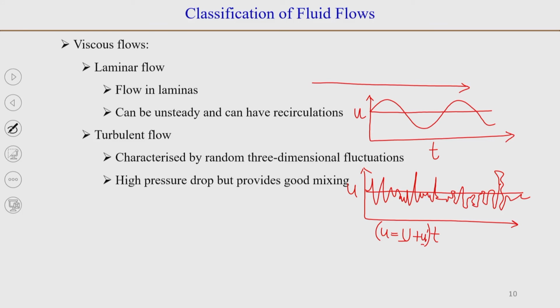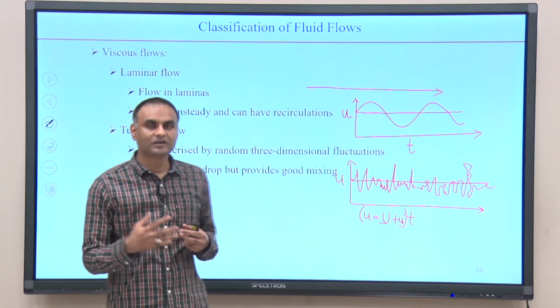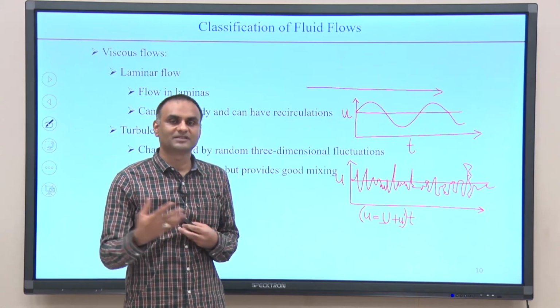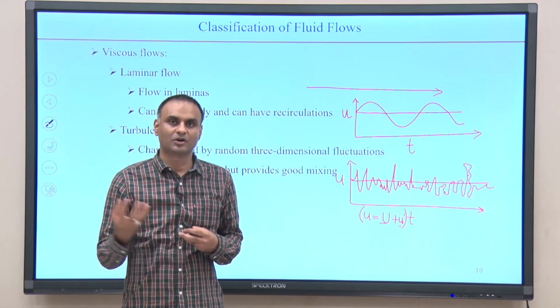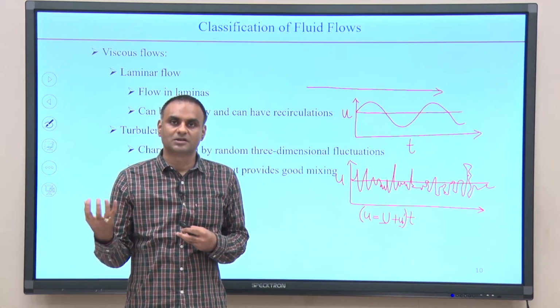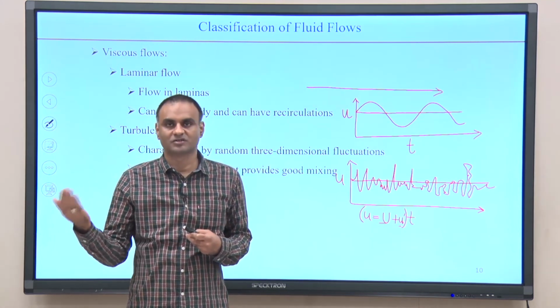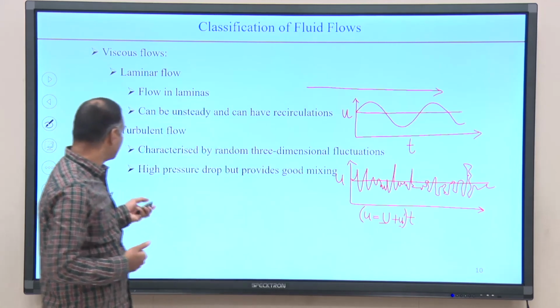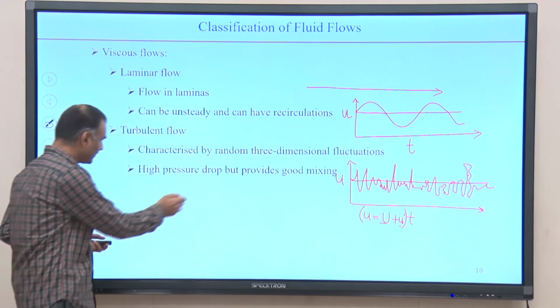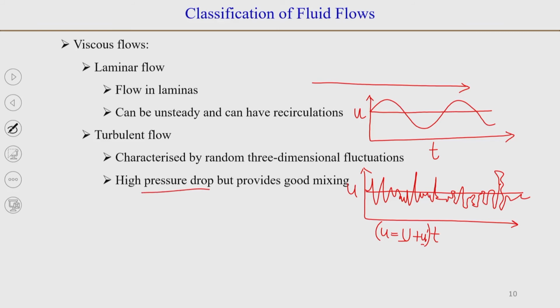As a chemical engineer, or as an engineer in general, we are often concerned with the pressure drop for flow in pipelines, because the pressure drop means the energy that we need to provide for the fluid to flow, which is the pumping power. So, the pressure drop is high in turbulent flows. One would not prefer turbulent flows, but it also provides good mixing.